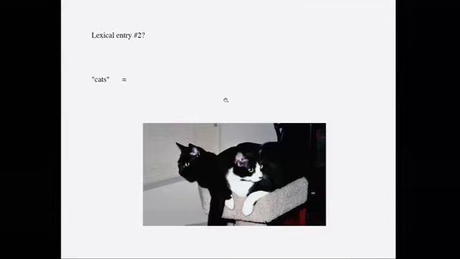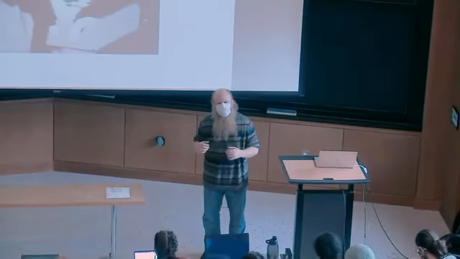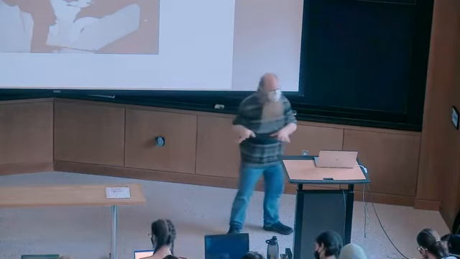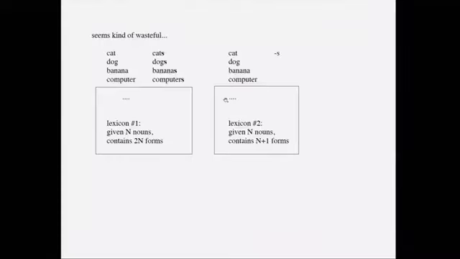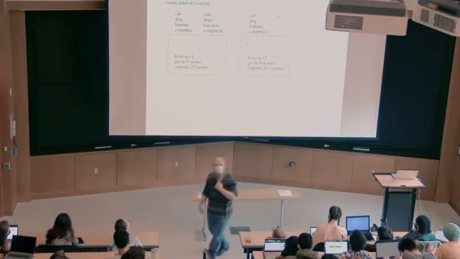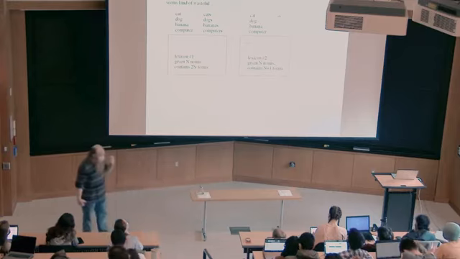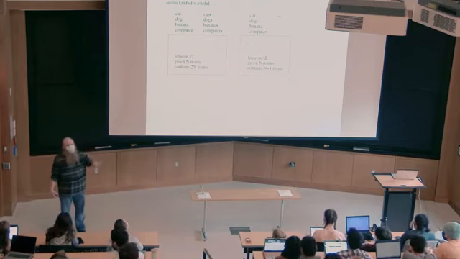Well, this could be lexical entry number 2, cats. Maybe, right? So you could have a lexical entry for cat that says cat refers to these little furry things that chase mice. And then you could have another entry, cats, that refers to more than one of those things. That's one way we could do our lexical entries. But that seems kind of wasteful and inelegant.